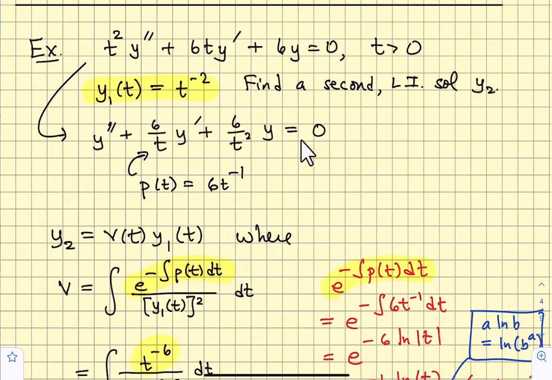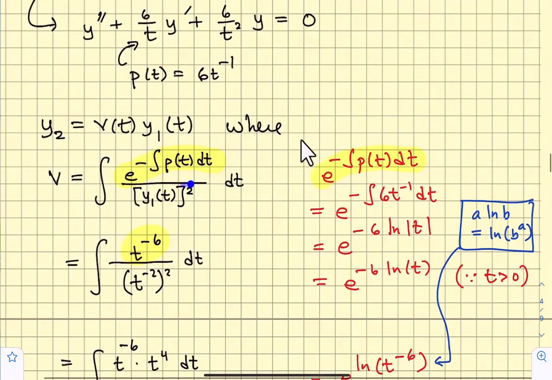Well, we're going to use reduction of order. This is tailor-made for this. In order to do that, we need to get a leading coefficient of 1. So we will divide through by t squared. And after you simplify, you get this. Notice that our p here is 6 over t, or you could write it as 6 times t to the minus 1. We're going to look for a y2 that has the form v times y1. We know the recipe for our v is this. We're just going to compute these pieces.